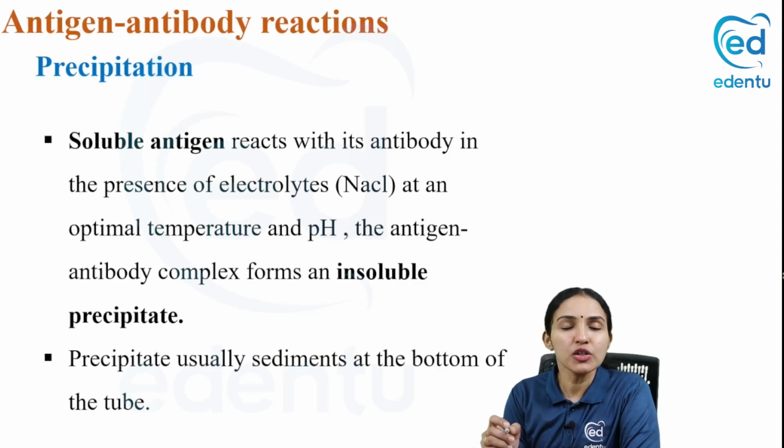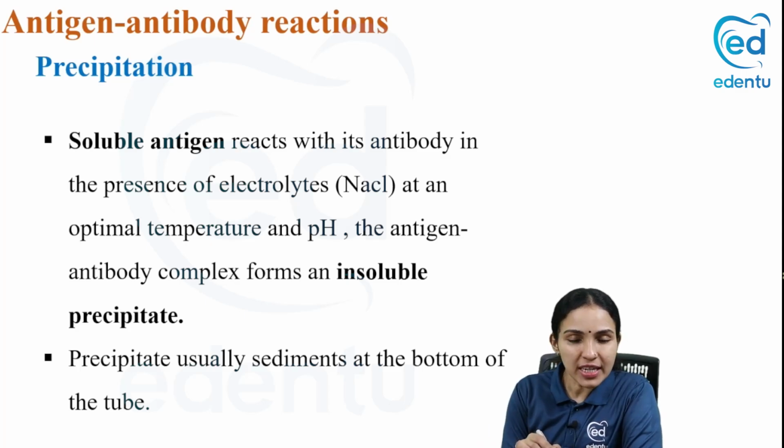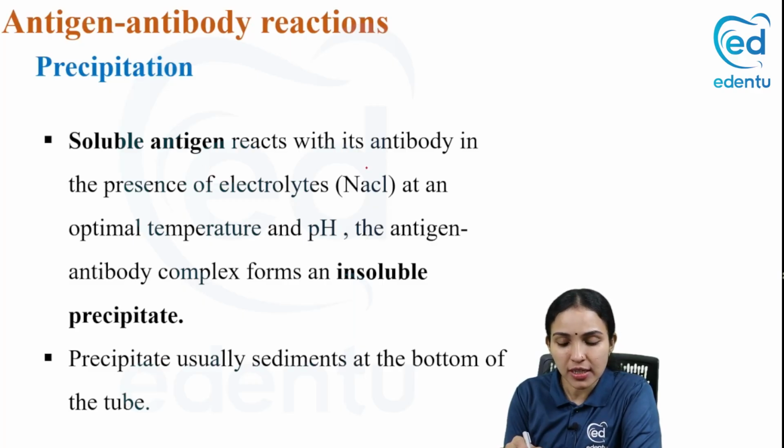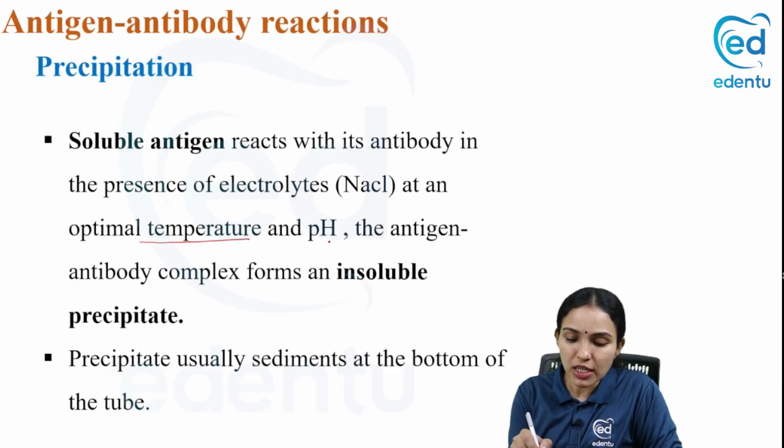First of all, we're going to see precipitation. What is precipitation? It's an antigen antibody reaction. What is the definition? When a soluble antigen reacts with its antibody in the presence of electrolytes like sodium chloride at optimum temperature and optimum pH, there is a complex formation, and this complex will be in the form of an insoluble precipitate.